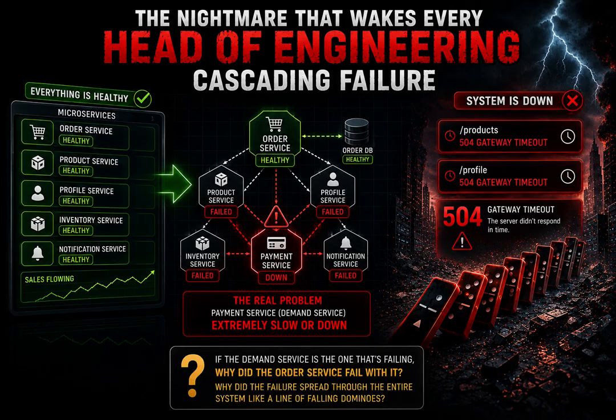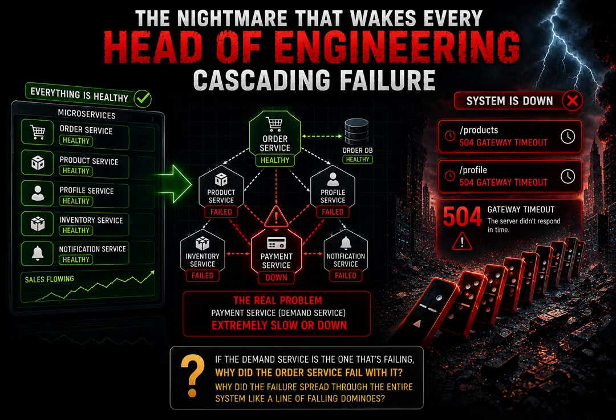You check the profile page, it doesn't respond. Your server starts throwing 500 bad gateway timeout errors at everyone. You rush to inspect the logs, only to discover something surprising. The order service is completely healthy. Its database is healthy too. The real problem is that the payment service, or the demand service, is either extremely slow or completely down.